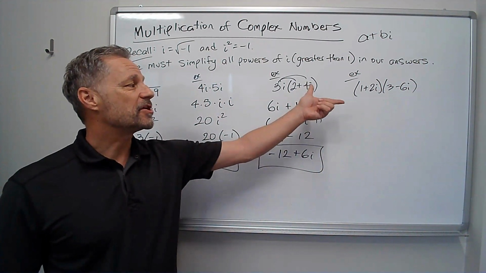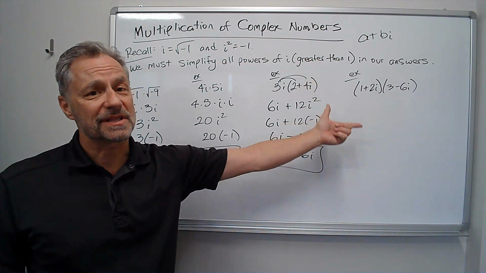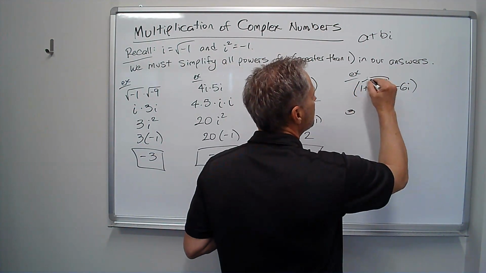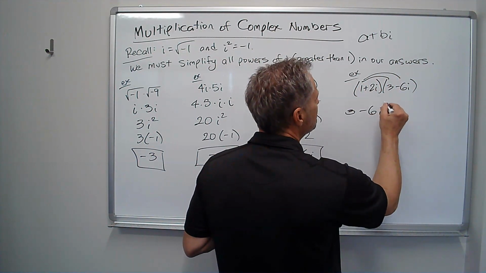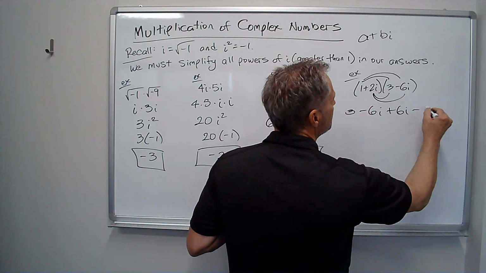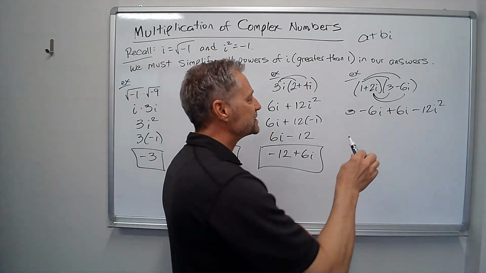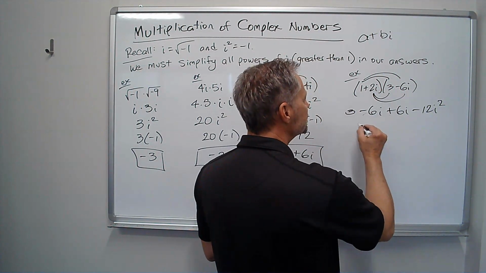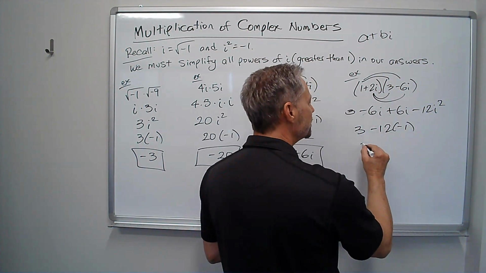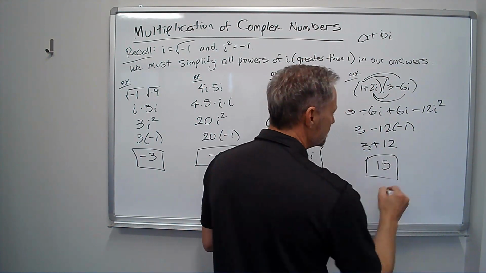Okay, and then over here, foiling. If I have two complex numbers like this, I have to FOIL those up. So I'm going to get 3 minus 6i plus 6i minus 12i squared. Well, this time the 6i and the minus 6i cancel out. I just get 3 minus 12 times -1, or 3 plus 12, 15.